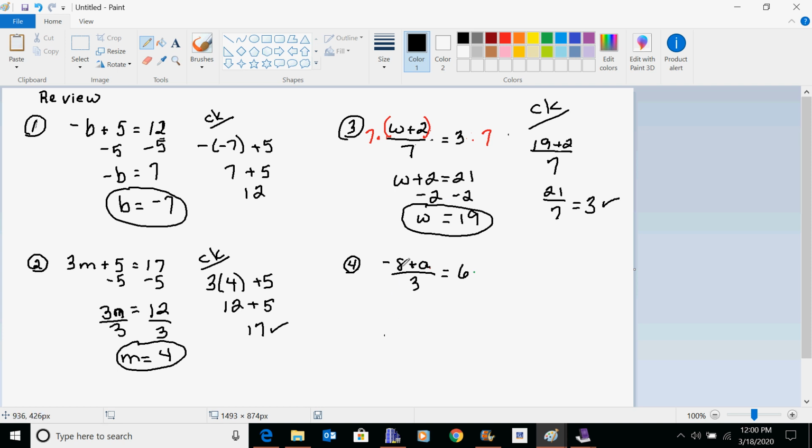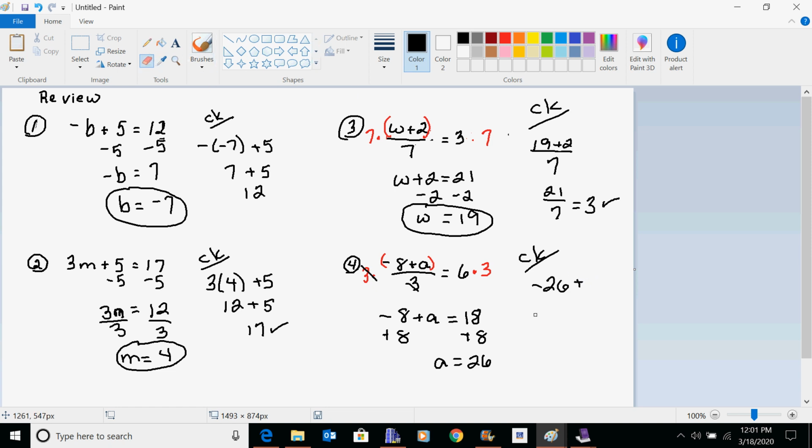On this one, what we can do is we can group the symbols again, multiply both sides by 3 to undo the dividing. So that leaves me with these canceled. -8 plus a equals 18. Add 8 to both sides of the equation. So that a equals 26. We can check it then by plugging back into the original.